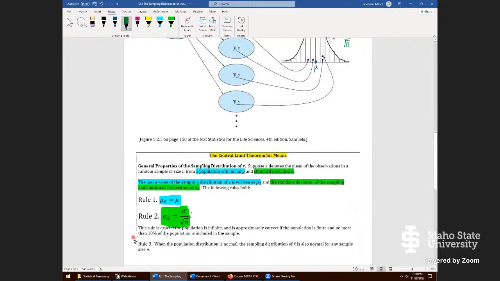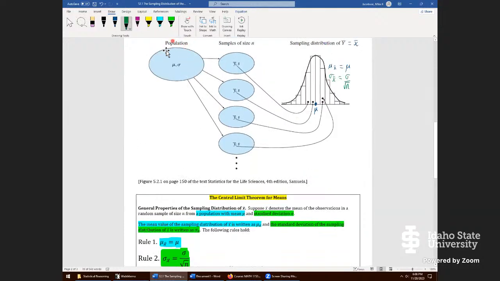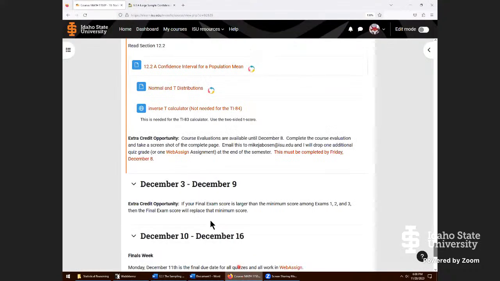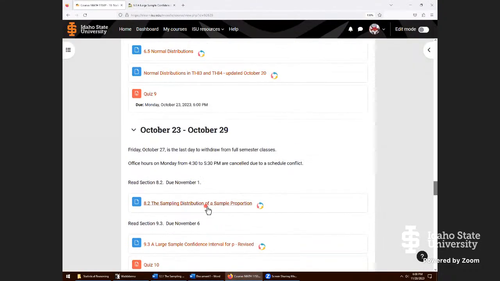And the final major thing is rule 3. It says when the population distribution is normal, the sampling distribution of X bar is also normal for any sample size n. So if you knew this underlying population was nicely normally distributed, this is as well, and the sample size doesn't even matter. That sounds really awesome, except you also have to remember that the normal distribution is completely made up. It's a mathematical fiction in the sense that someone came up with an equation. Let's take a look at what that equation is.